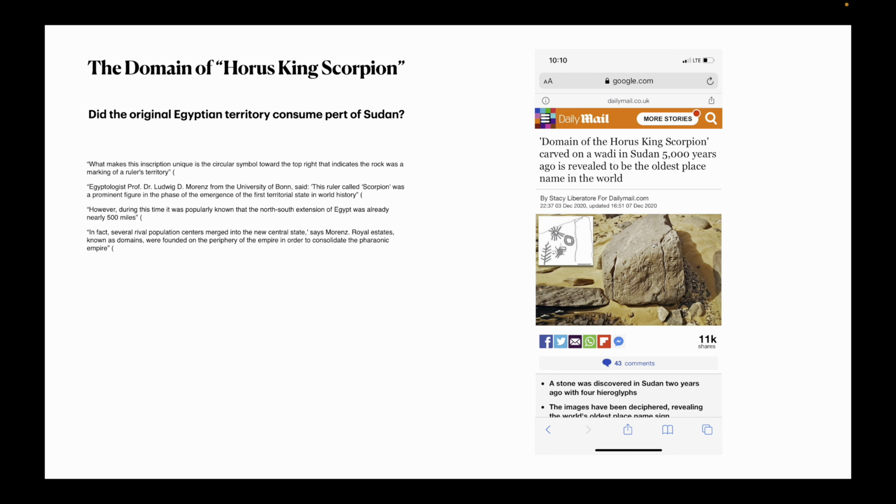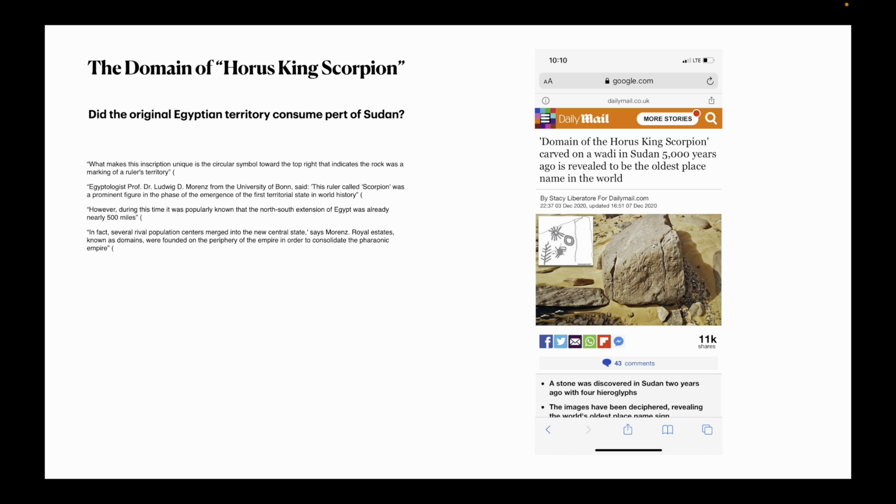Here we're looking at what I just said. That part of Sudan was actually part of the original Egyptian territory. To keep this all simple, they found a rock inscribed with the name of Horus King Scorpion in Sudan. This is in the very northern part of Sudan, and for those of you who don't know, Horus King Scorpion may have been the first pharaoh of ancient Egypt, the guy who united it all and started the first Egyptian dynasty. And as you can see, since they found this rock here, it is hypothesized that Sudan was most likely part of the original ancient Egyptian territory.